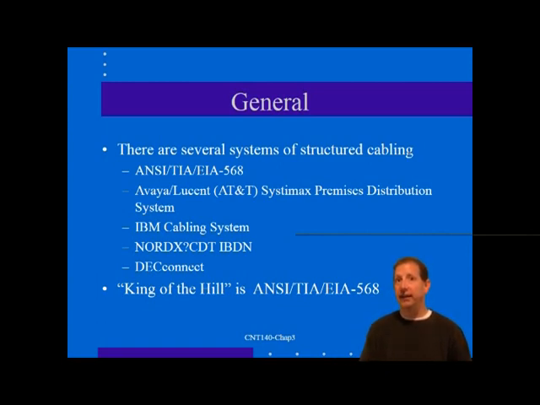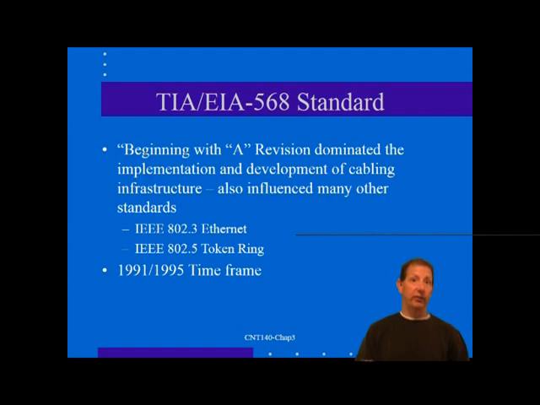ANSI TIA, the EIA standards. It's undergone many revisions over the years, beginning with the -A revision. And the 568 standard has dominated the implementation and development of cabling infrastructure and considerably influenced many associated standards, such as the 802.3 Ethernet standard. The 568A system was created to support that. And then we also had the IEEE 802.5 token ring.